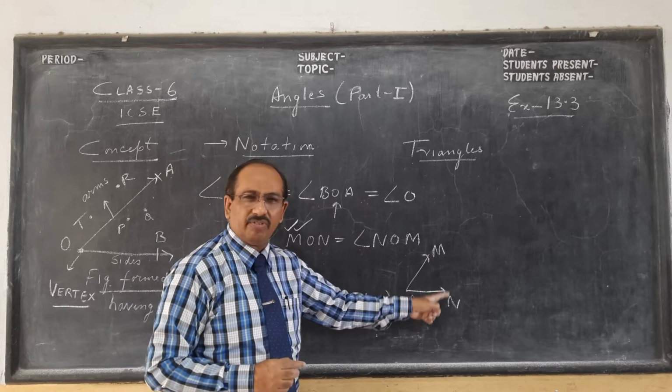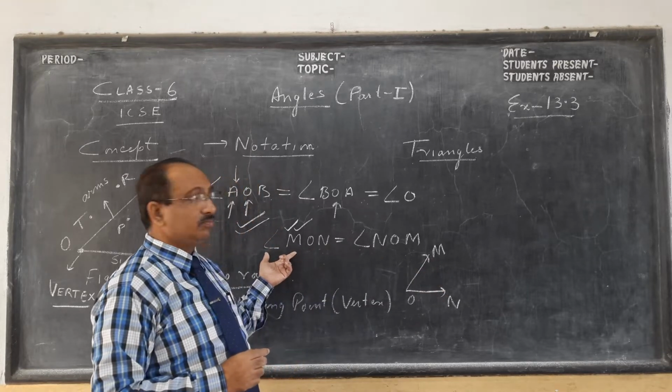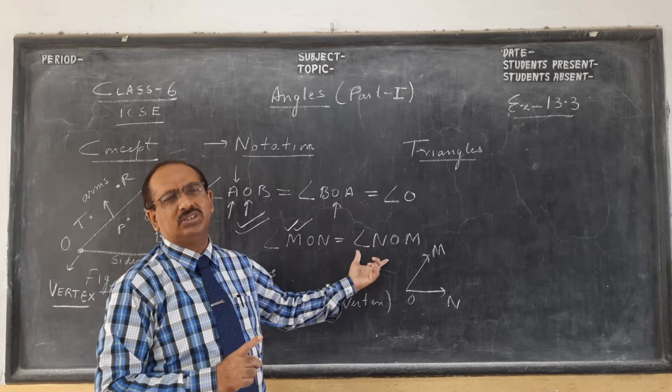Because see this way, where is M and N? See which one comes here. So this is better, but this is not wrong, children.